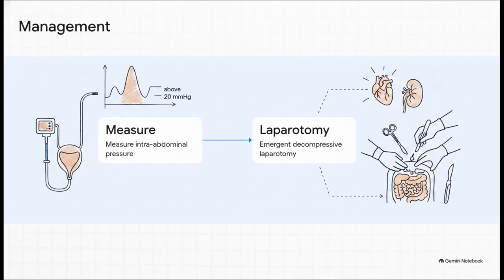Which brings us to the definitive treatment logic. Step 1, as we just saw, is to measure that intra-abdominal pressure, which you usually do via a bladder catheter. Once you confirm it's above 20 millimeters of mercury with organ dysfunction, step 2 is crystal clear. You cannot just give fluids or vasopressors here. You must surgically open the abdomen. An emergent decompressive laparotomy is really the only way to relieve the pressure, restore organ perfusion, and ultimately save the patient's life.